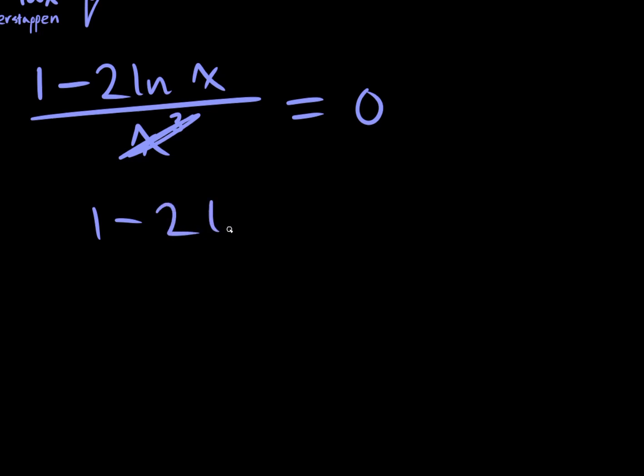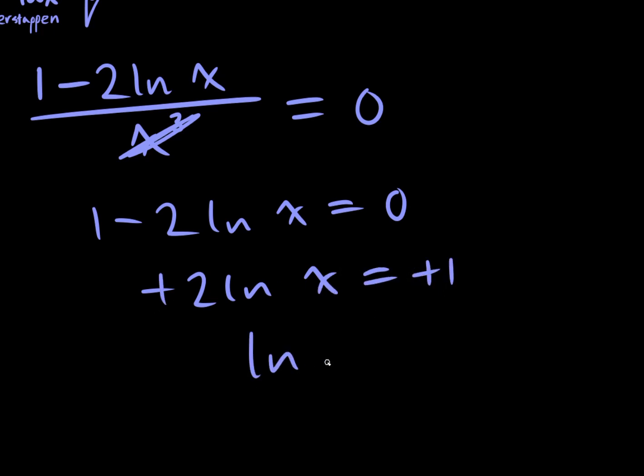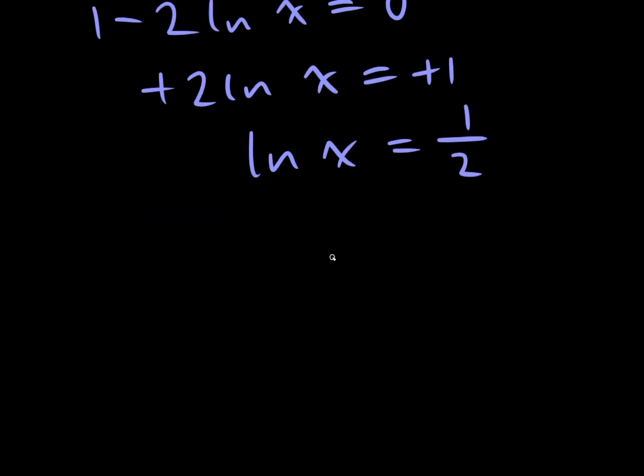1 minus 2 ln x is equal to 0. That means negative 2 ln x is equal to negative 1. These will cancel out. Ln of x is equal to 1 over 2. And of course this means that x is equal to e to the 1/2, or square root e.